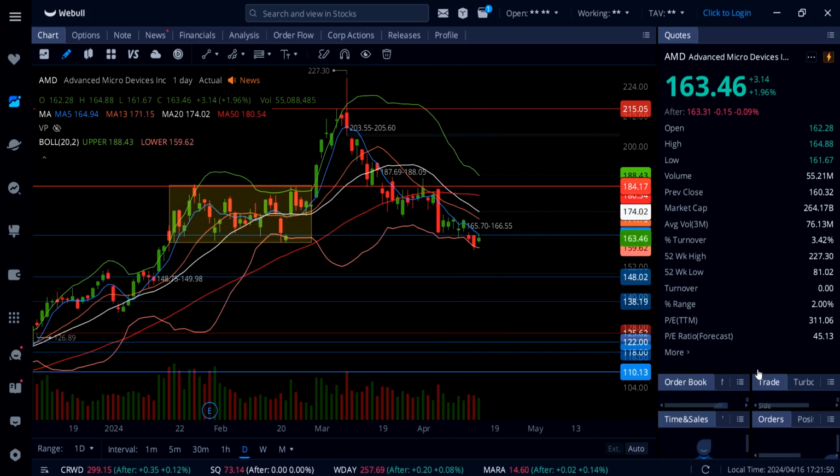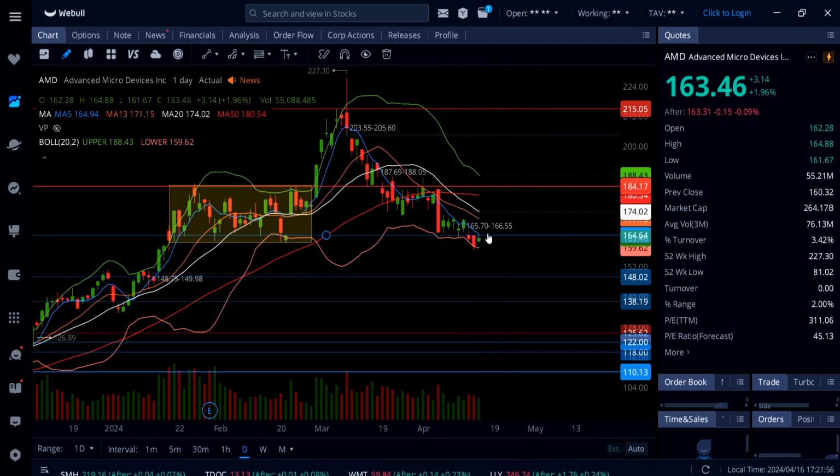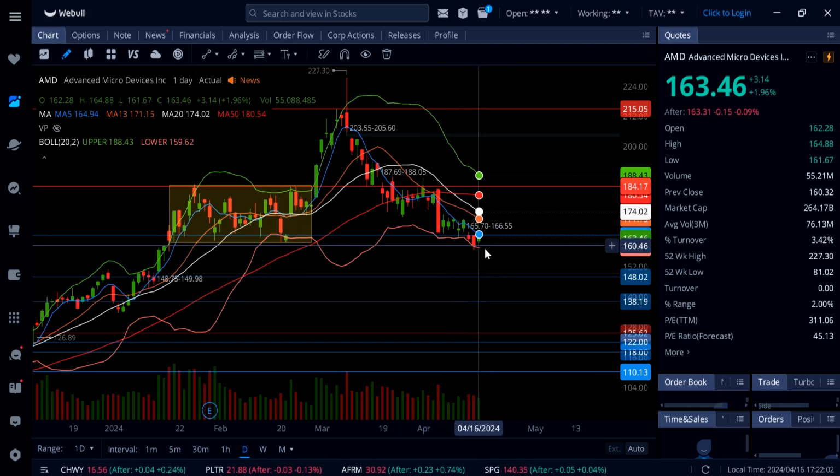Right now, it's a strong downtrend on AMD, and as long as AMD stays under 164 to 165, the next support will be down here, lower Bollinger Band, close to 160, and if 160 gives up, you're going to see a dump off all the way down to this gap, 148.75.